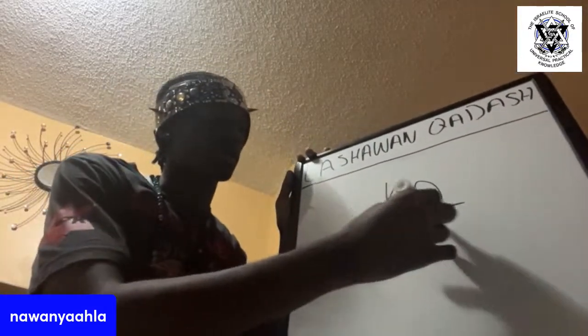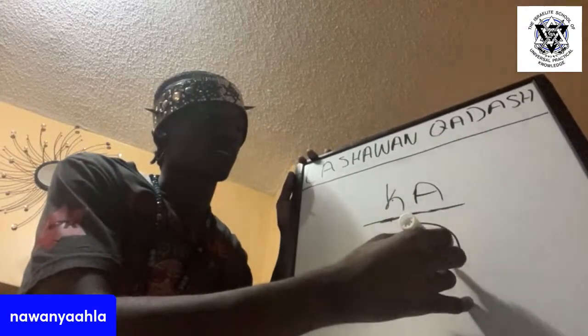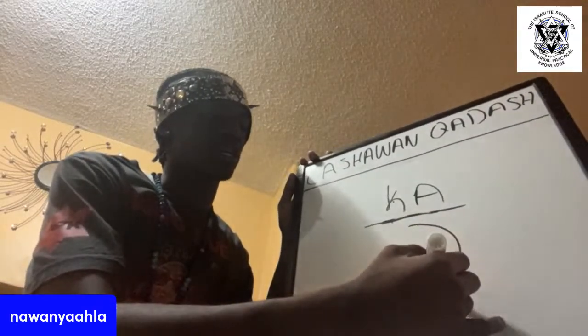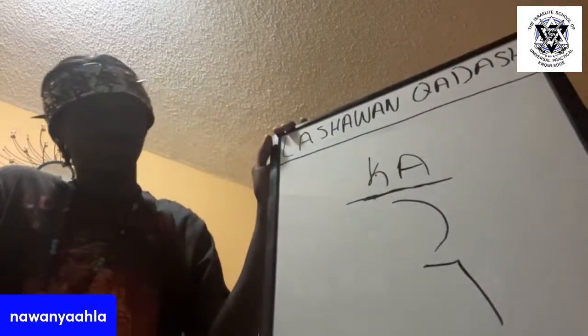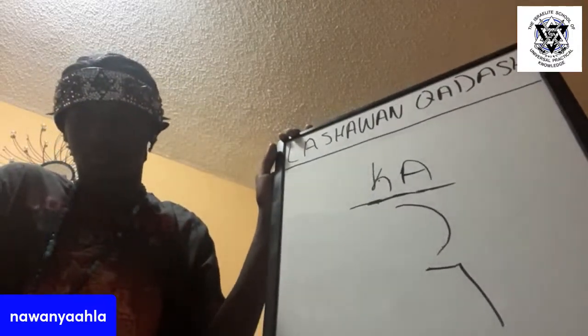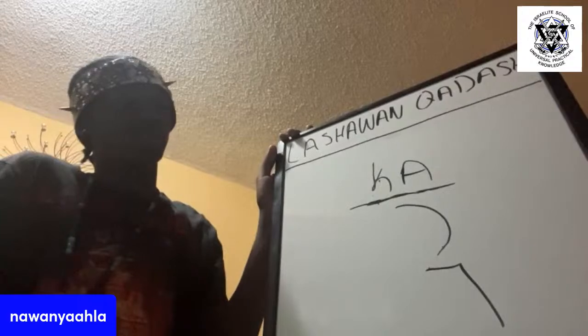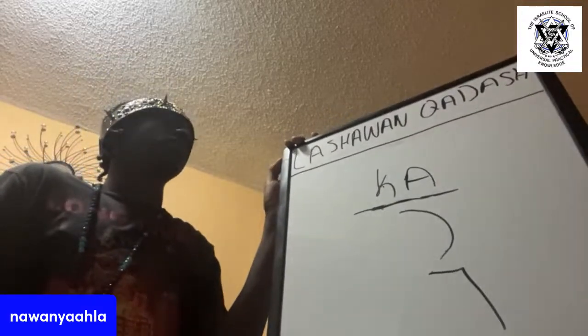You got the Ka, and you'll write the Ka like this at the end of a sentence. At the end of a sentence, you'll write the Ka like that.